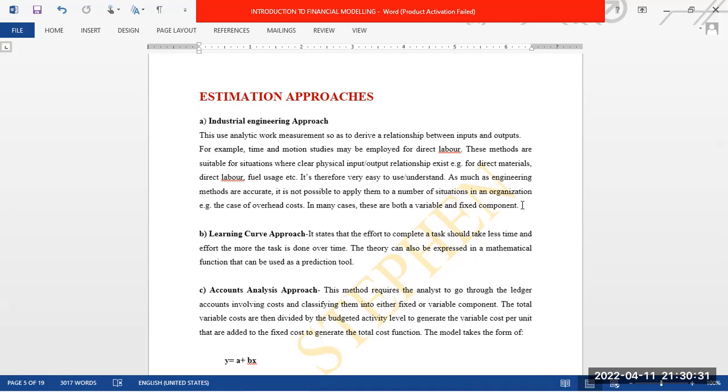It states that the effort to complete a task should take less time and effort the more the task is done over time, and therefore this theory can also be expressed in a mathematical function that can be used as a prediction tool, and that is what the learning curve approach entails.